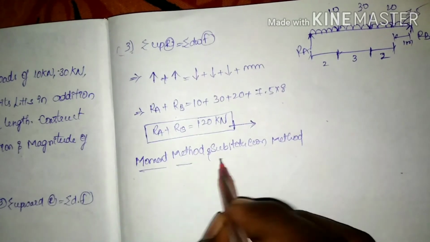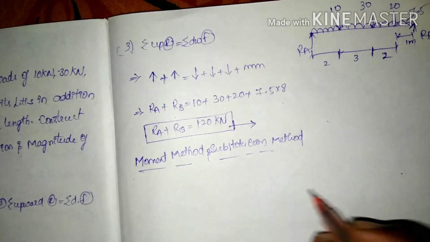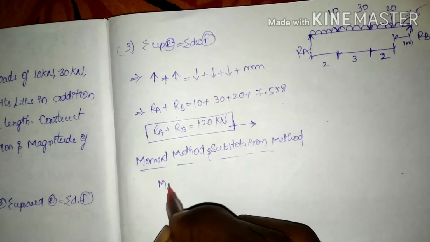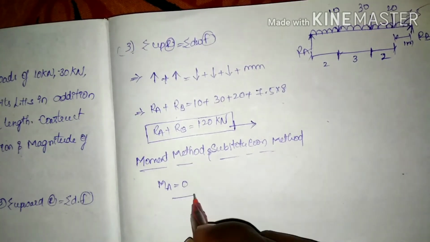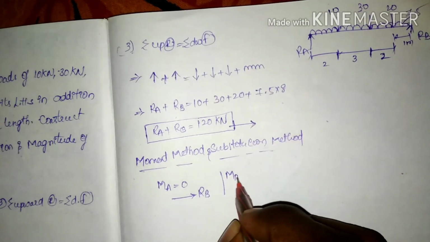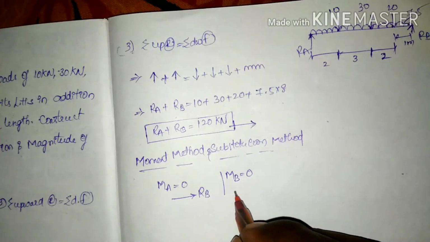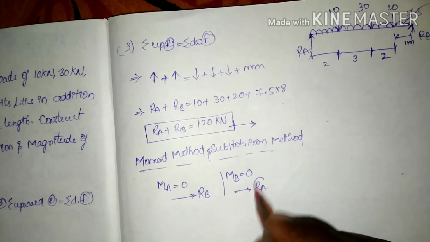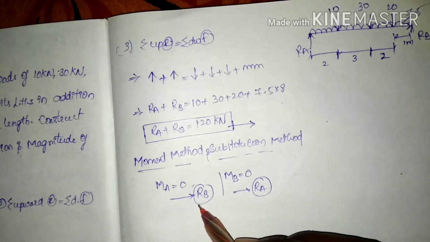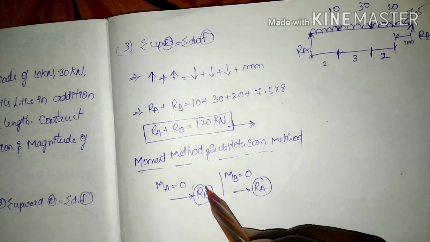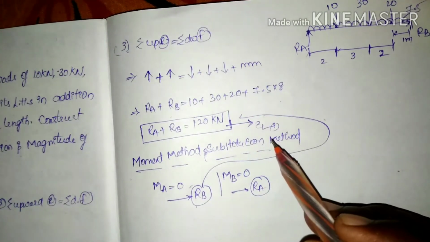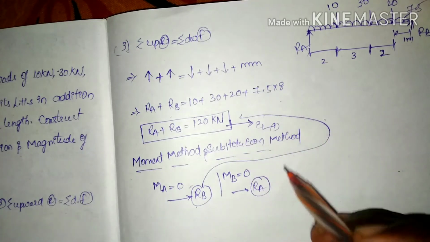For the moment method, we are going to take the moments about A and about B. If I take the moment about A equal to 0, then I am going to find the reaction RB. If I take the moments about B equal to 0, I am going to find the reaction RA. By getting any one of these, RA or RB, I am going to substitute the value of RB in equation 1, then I am going to find the other value of reaction.